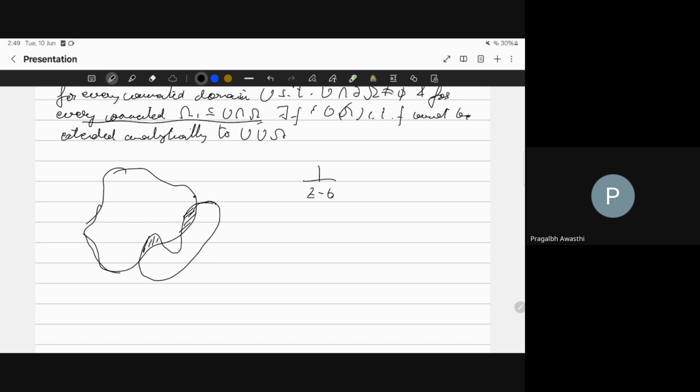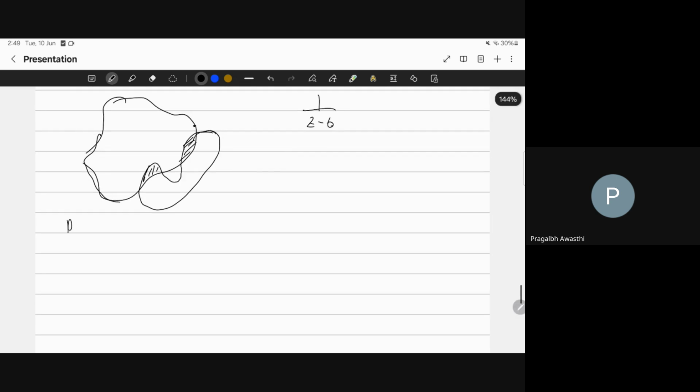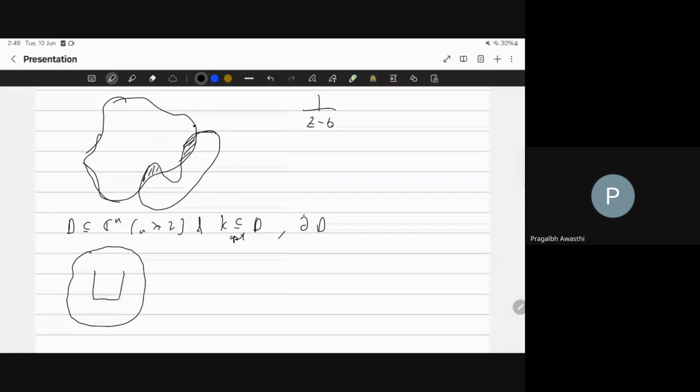But of course, that is not true in the case of Cn, because as we saw, for any domain D, if you consider D in Cn, n greater than or equal to 2, and K a compact subset of D, then the boundary of D will also contain... So as a representation, this is not a 2D object, this is at least a 4D object. So if you consider this as D and this is some compact set K, then this part of the object is also going to be part of the boundary.